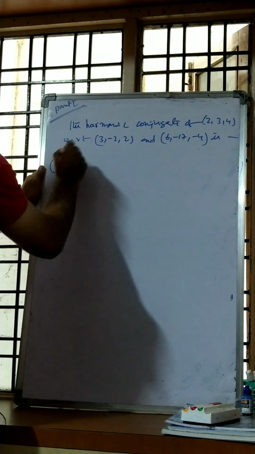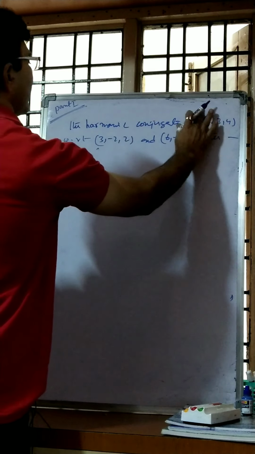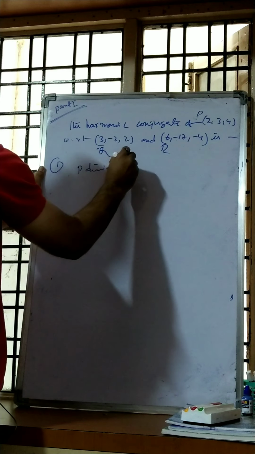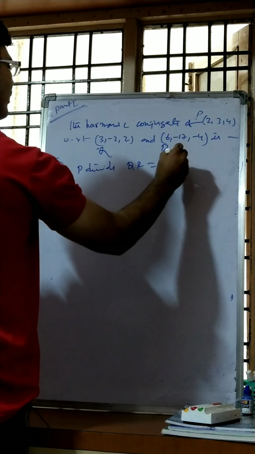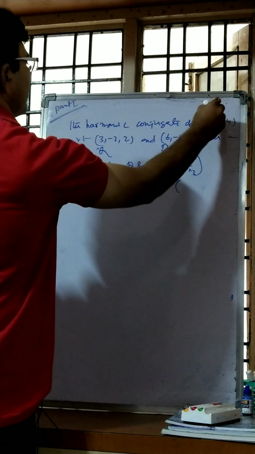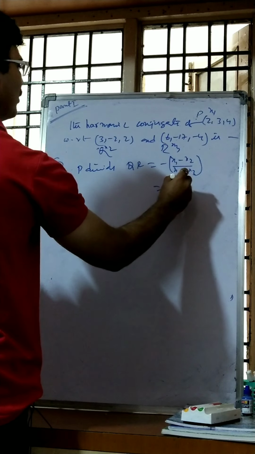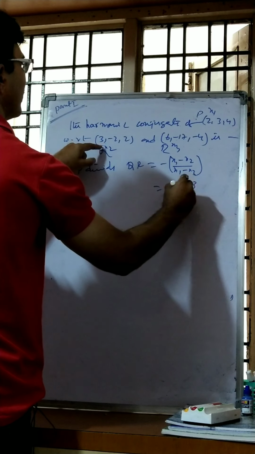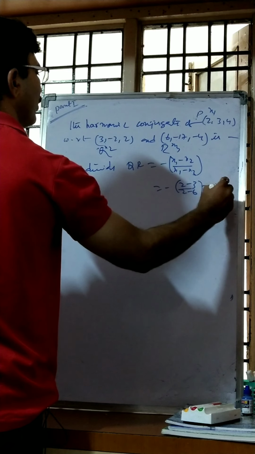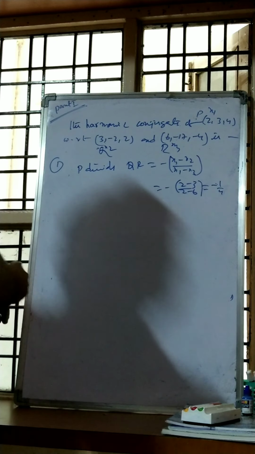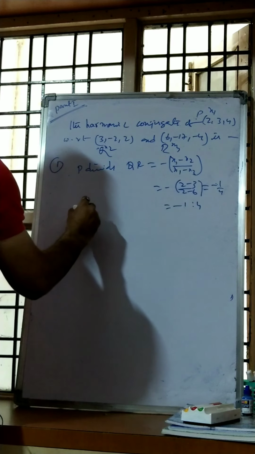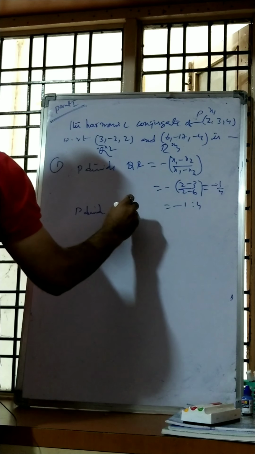Very simple, sir. First you say this is P, this is Q, and this one is R. P divides QR, in what ratio? You know very well, x1 minus x2 divided by x1 minus x3. Your x1 is this, x2 is this, x3 is this one. You will get it like this: 2 minus 3 divided by 2 minus 6. You are getting here minus 1 by 4, with the negative. So that minus 1:4 is there. That means P divides QR externally.